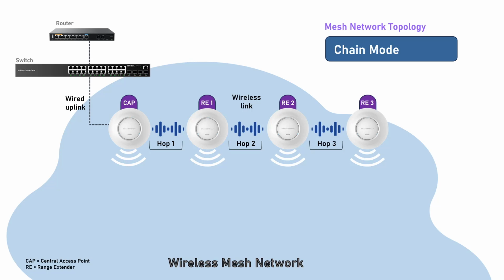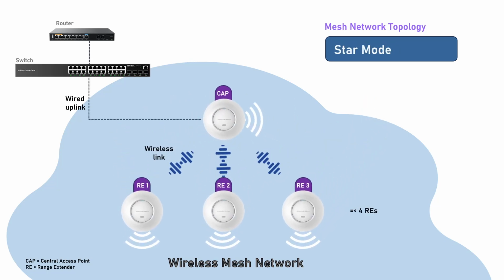The access points can also be deployed in a star mode topology where all the range extenders are directly connected to the central AP. This is usually implemented to provide a wider coverage. In a star mode, the maximum number of range extenders directly connected to the central AP should not exceed 4.